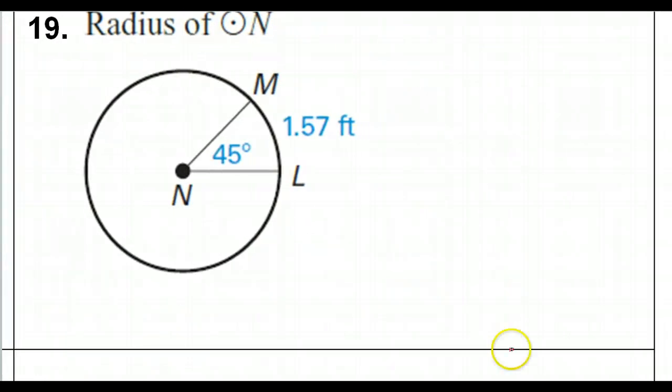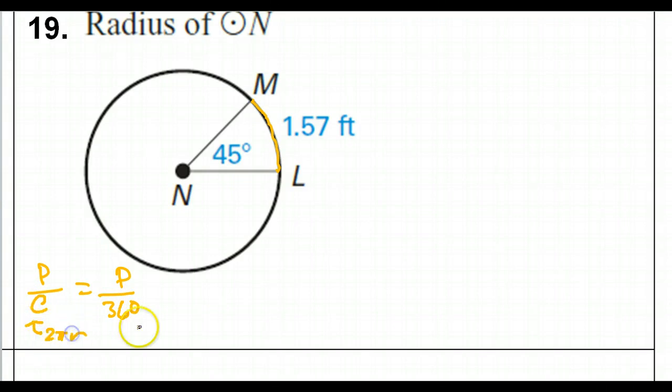Number 19. You see that we are given arc length right here. If you are asked for arc length or if you're given arc length, then you should be thinking part over whole equals part over whole, just like we talked about before. And just like before, this whole is 360, and this whole is the circumference, which is 2 pi r.